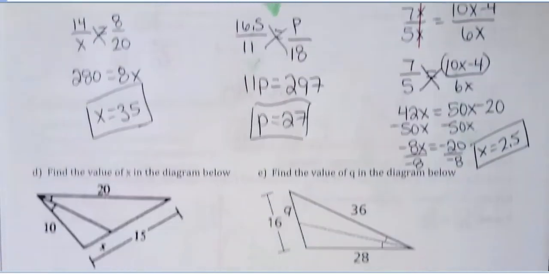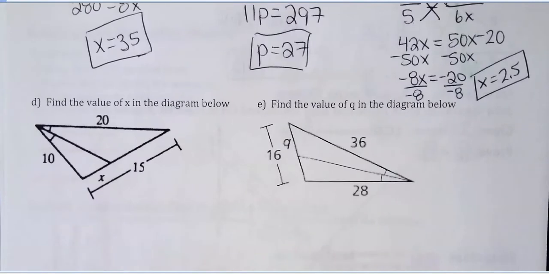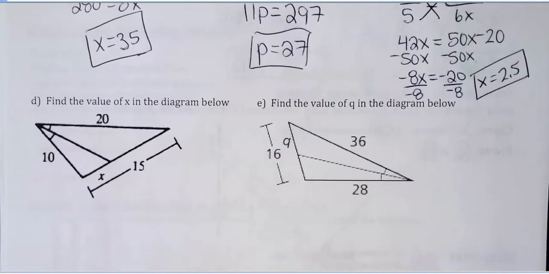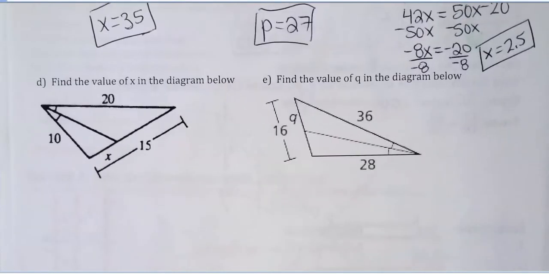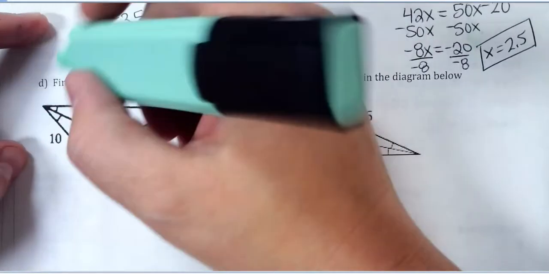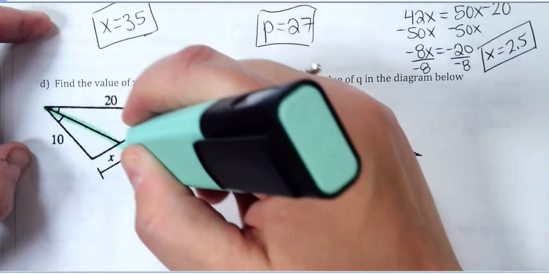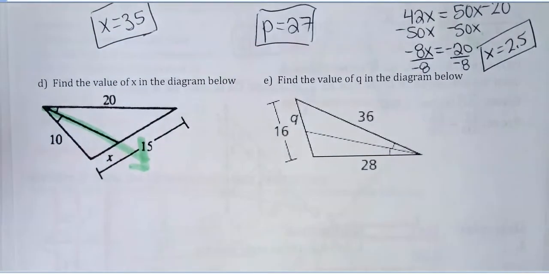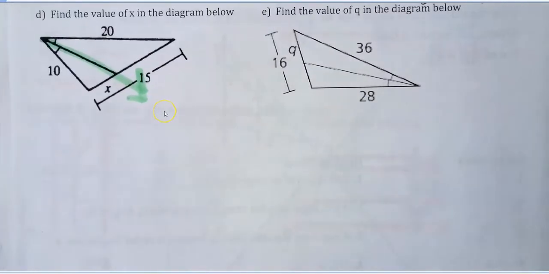Now, a couple more here. These are very tricky. Now, there isn't really an alternative to do here other than what I'm going to show you. And here's my angle bisector. So I want to go right down the angle bisector to create my proportion.